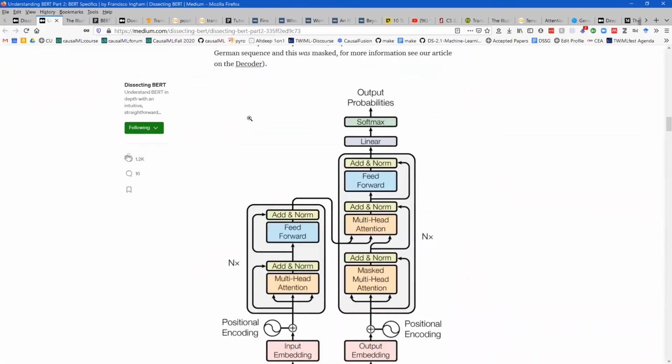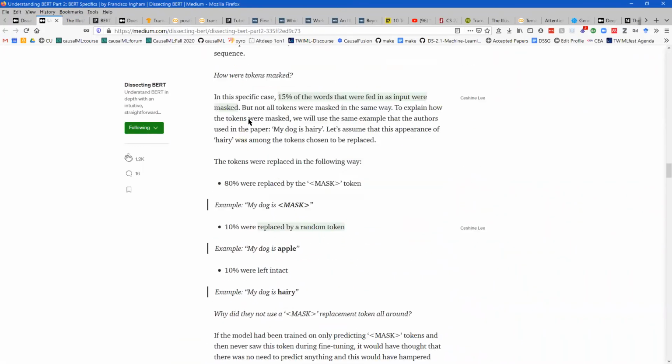So let's go in here for a second, look at the masked language model. So here's how it works. 15% of the words are selected to be masked, but only 80% of these are actually replaced by the mask token. So only 80% of these 15% are actually masked out. 10% of them are replaced by a random token. So they're not masked, but they're replaced by a random token. And the other 10% were left intact.